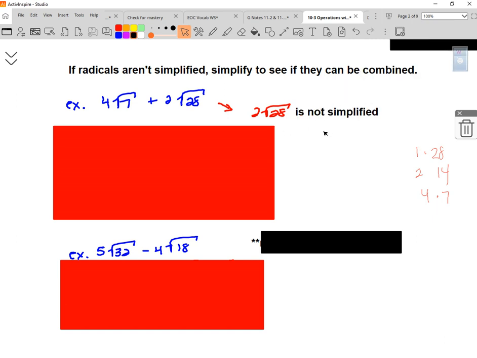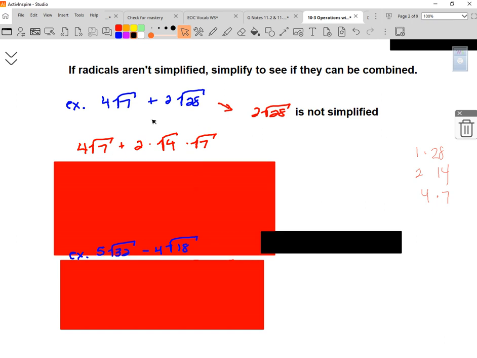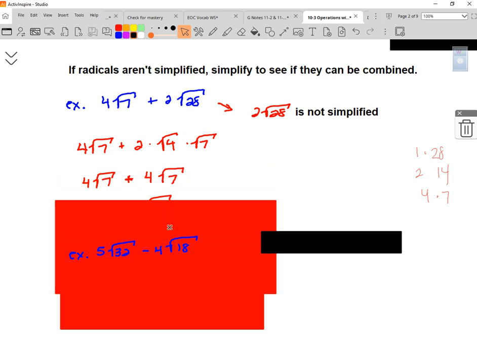So 2 square root of 28 is not simplified. Now we're going to rewrite that: 4 square root of 7 plus 2 times the square root of 28. We broke that down to its perfect square factor here, right? So now what is the square root of 4? Right, the square root of 4 is 2, so let's stretch that out there. Now what is 2 times 2? Yes, 2 times 2 is 4. So now we have 4 square root of 7 plus 4 square root of 7.